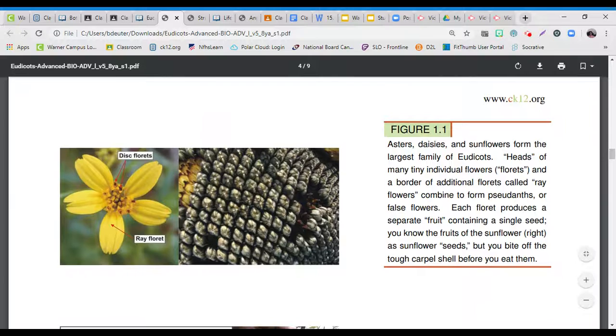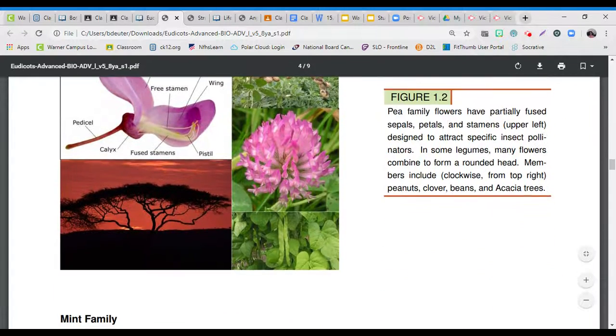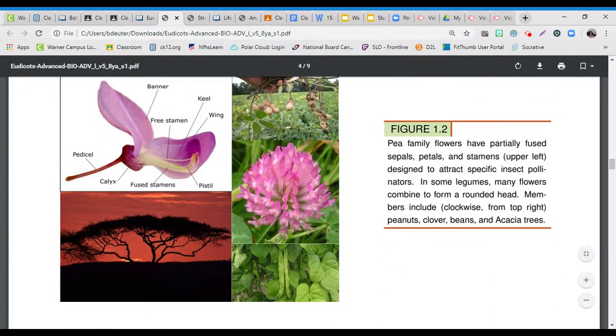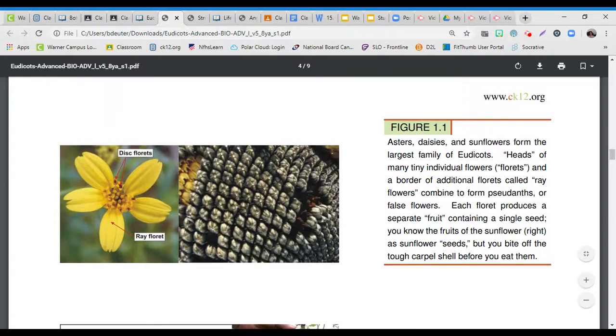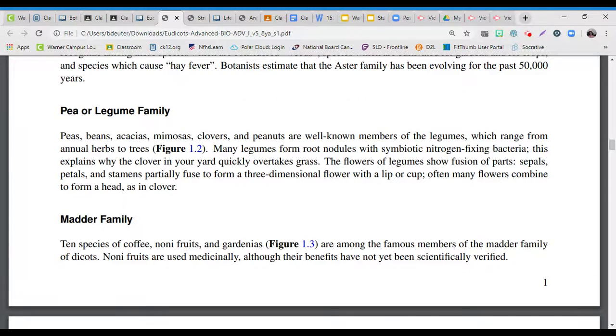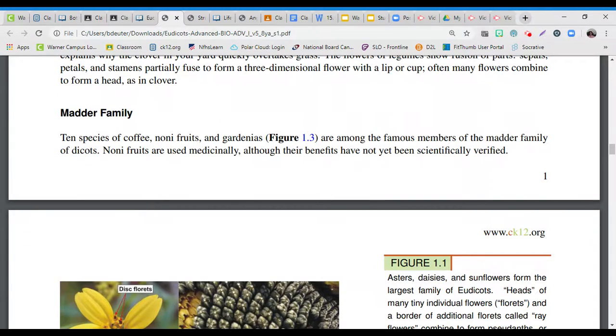And let's look at a picture right here. These are our beans or our legumes that we have in this family. You'll also notice with this, they have free stamens, and then they can also have fused stamens. They'll have pistils. They still have our corolla and our sepals right here, and then they will have a very pretty flower.